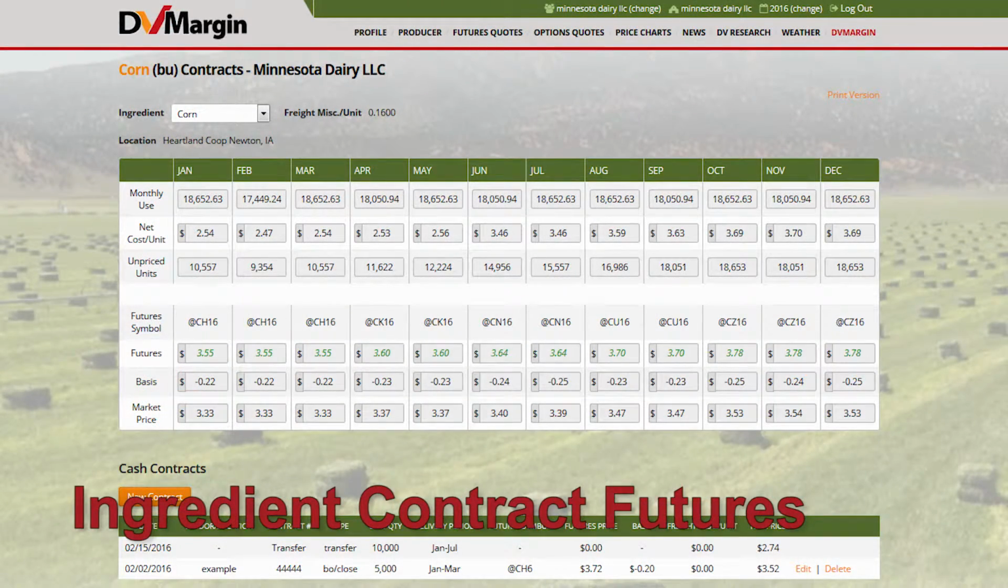Feed ingredients in the contracting section can select from customized farm layouts for specific ingredients that may need cash price, futures, or ton-based ingredient templates.